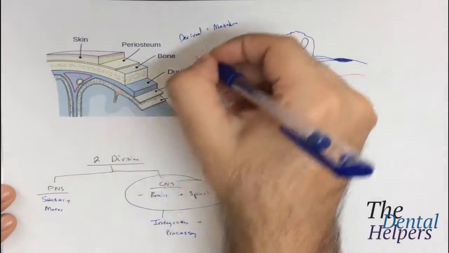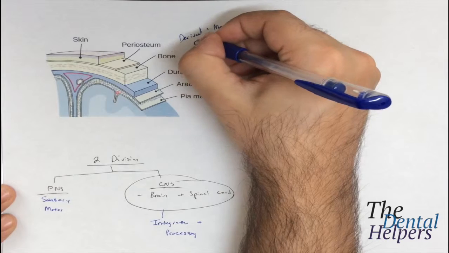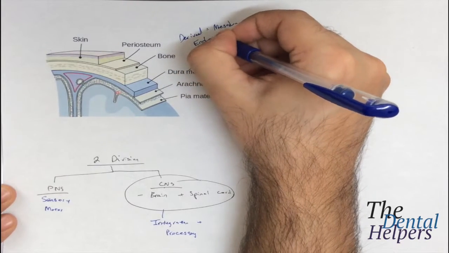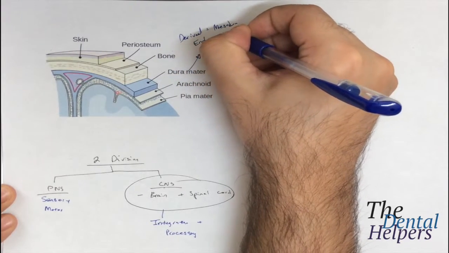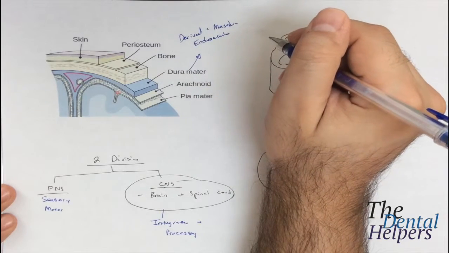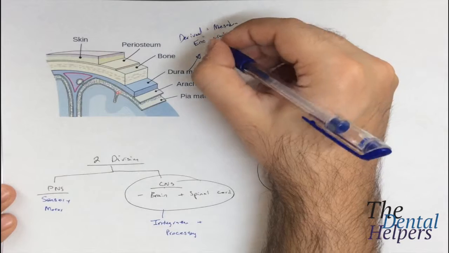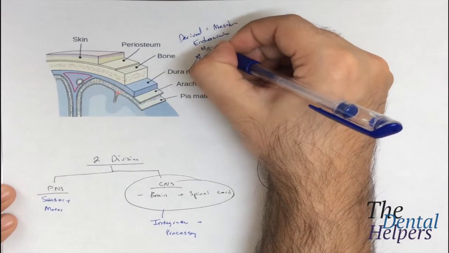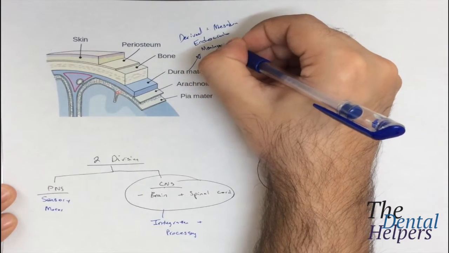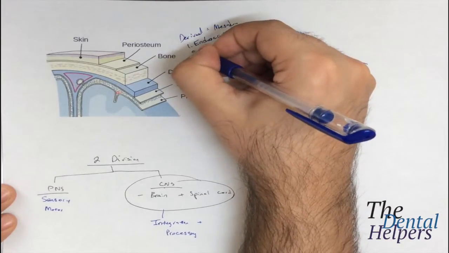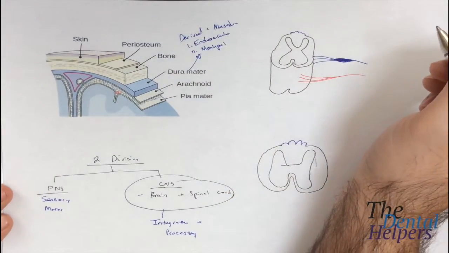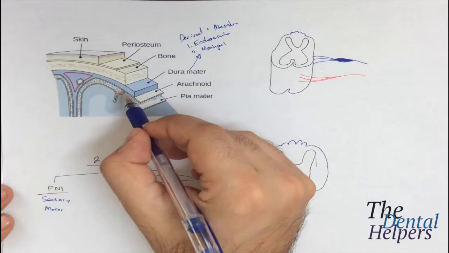There's two layers. There's the endocranium, and this is the periosteal layer. It's going to serve as the inner periosteum. And then we have the meningeal layer. And the meningeal layer is the deep layer, and that's the actual Dura Mater.